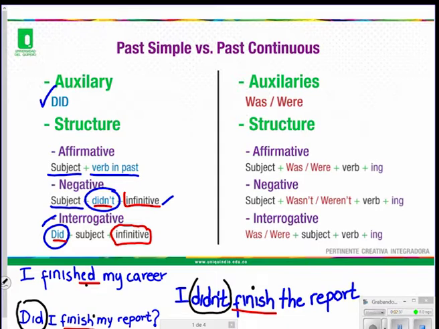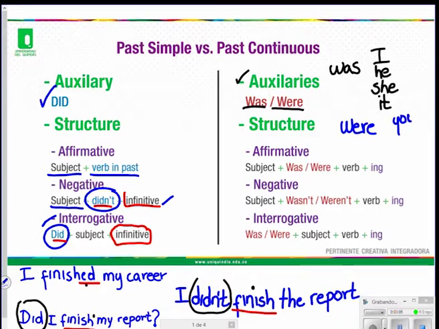Past continuous, the structure: auxiliary was and were. Remember, was for singulars: I, he, she, and it. And were for plurals: you, we, and they.